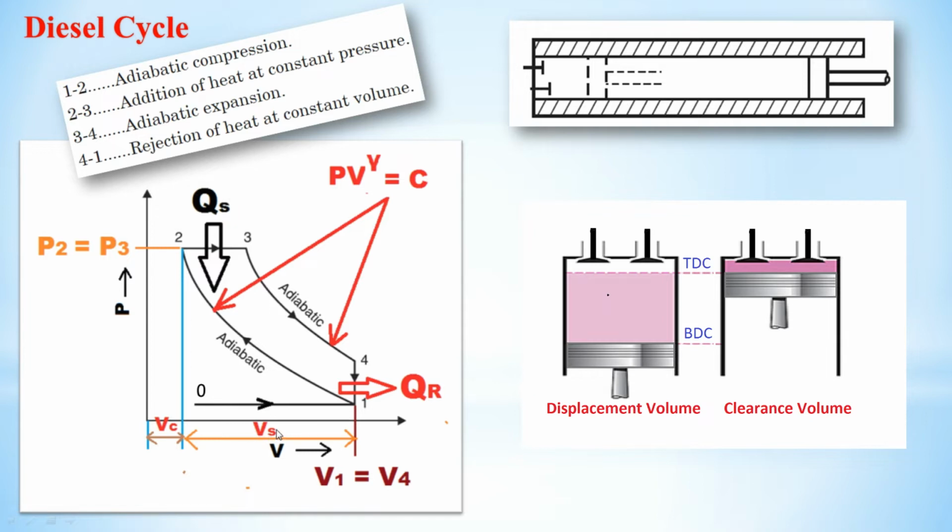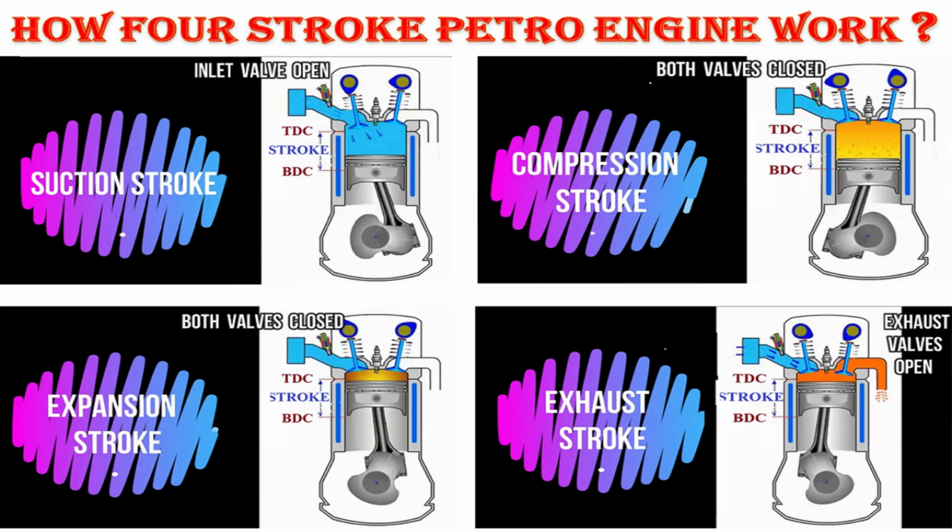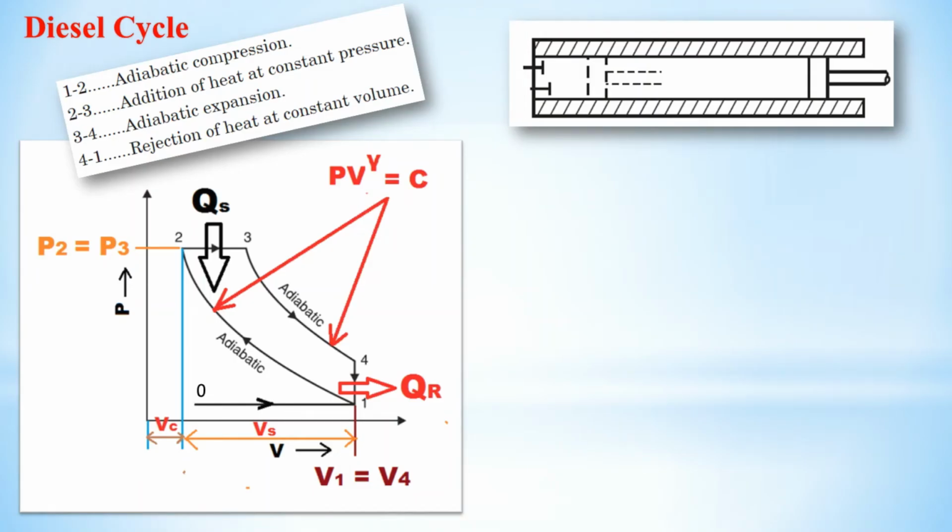I have already prepared one video lecture in the IC engine playlist related to the basic terms of IC engine, in which I cover swept volume, clearance volume, and all the fundamental terms. You can watch it if you want to clear your fundamentals. Here we represent all the processes in the PV diagram, and we have already discussed that the area under the curve in a PV diagram is the graphical representation of the work done.